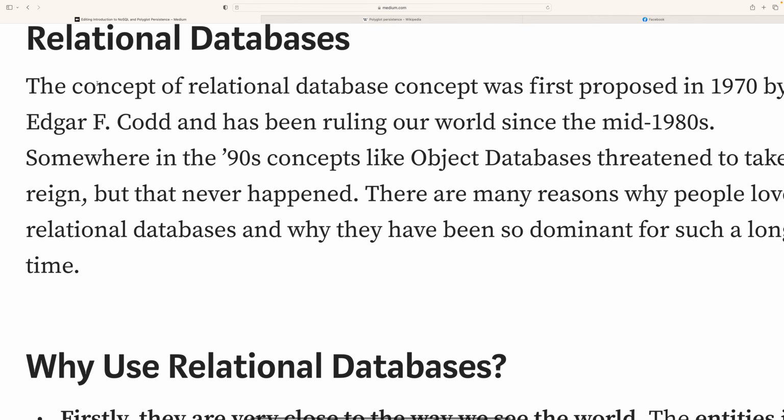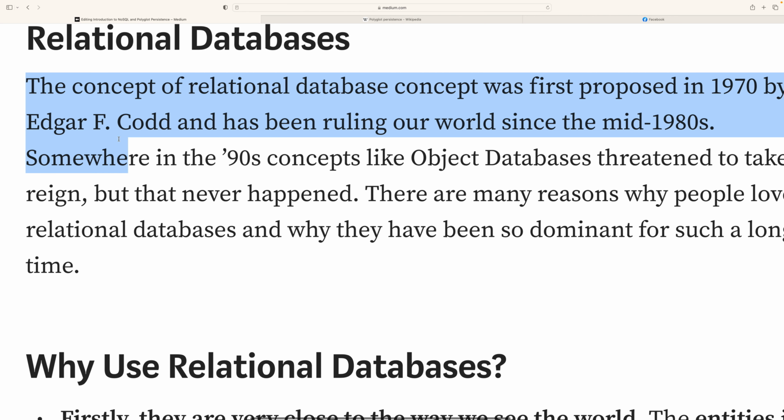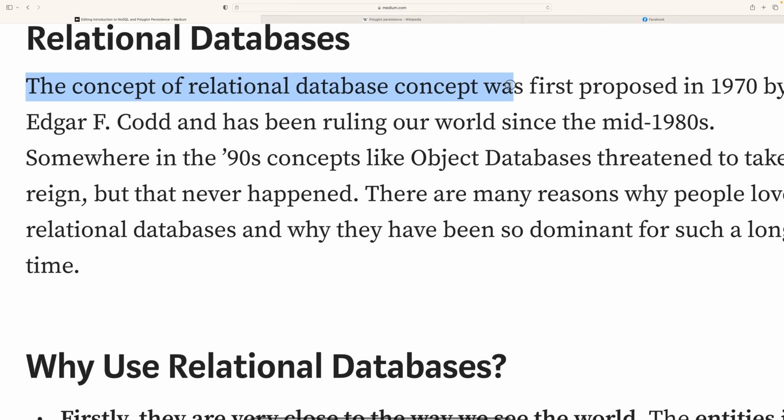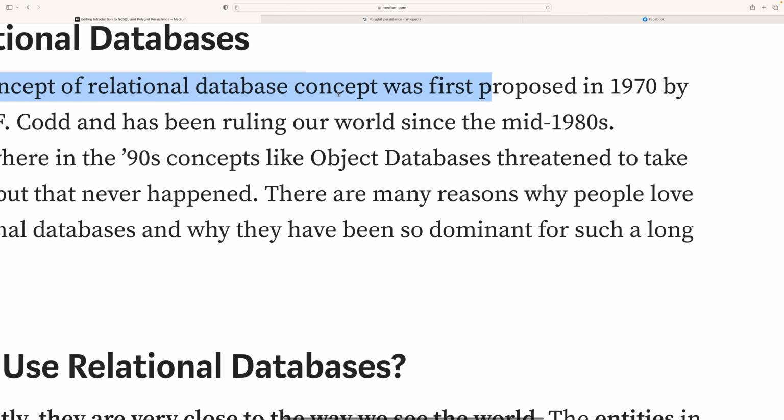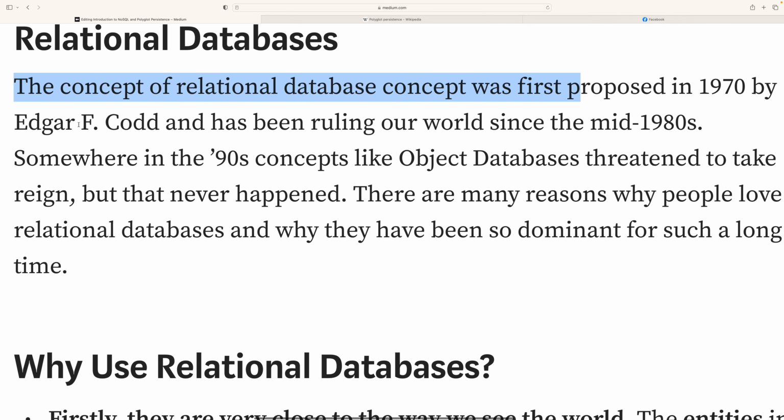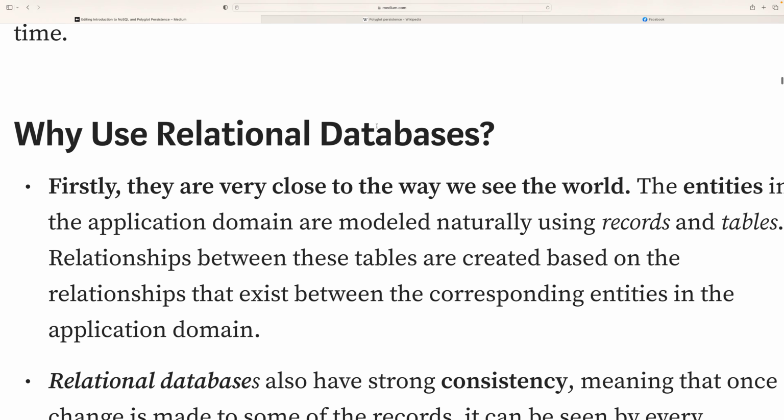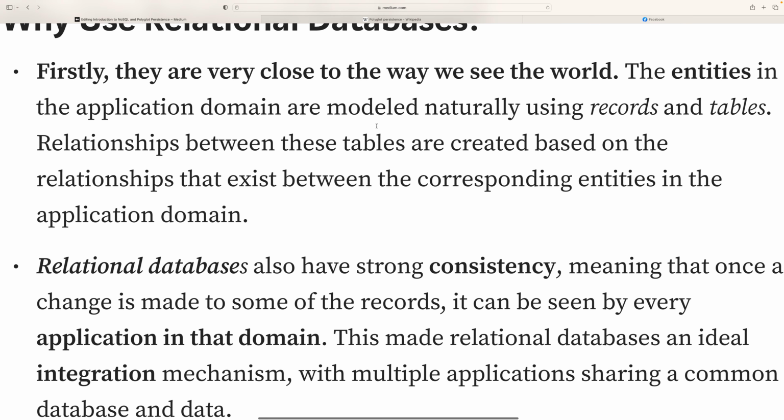So let's talk about relational databases and what problems they have. The concept of the relational database was first proposed in 1970 by E. F. Codd. It has been ruling the world since the mid 1980s. Somewhere in the 90s, object databases threatened to take over, but that never happened. There are many reasons why people love relational databases and why they have dominated for such a long time. Why relational databases? Firstly, they are very close to the way we see the world.